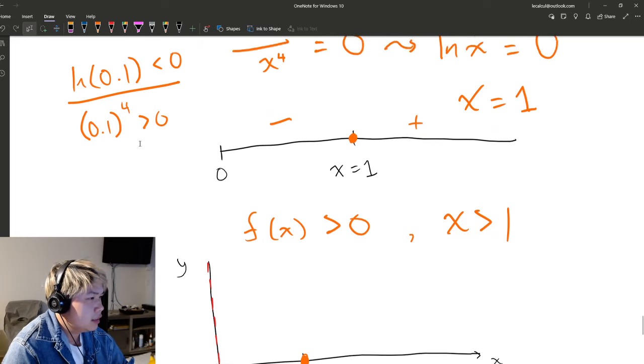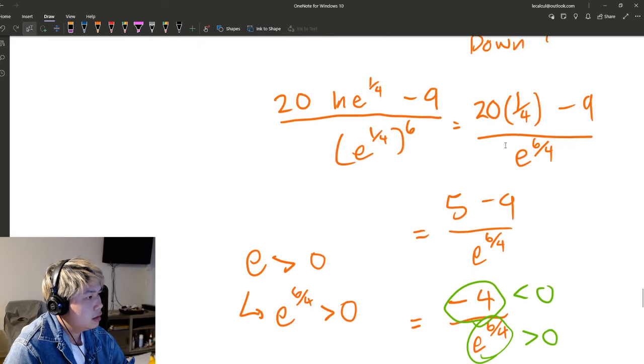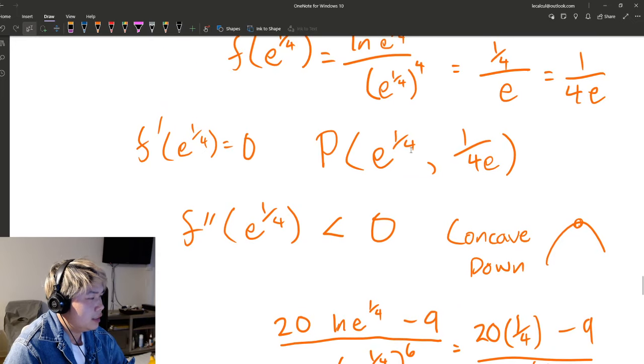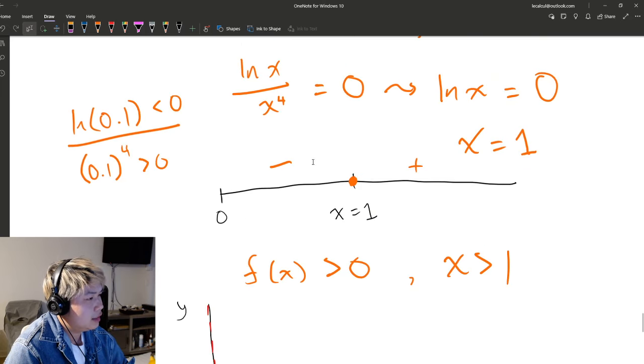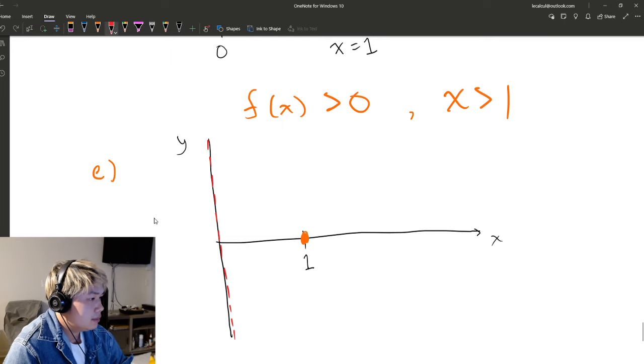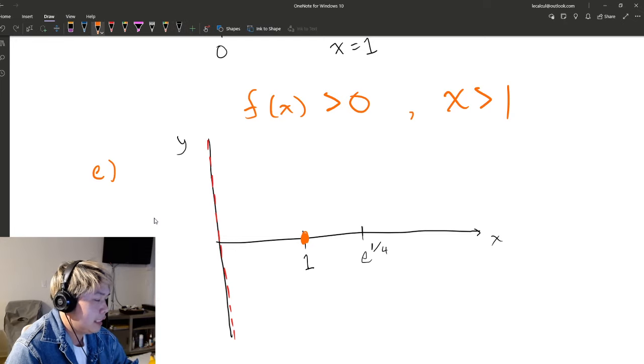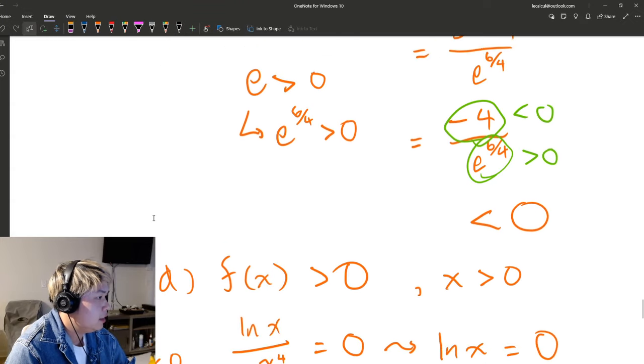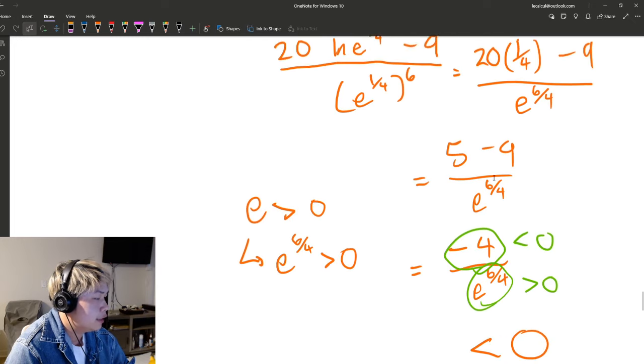Something doesn't feel right with me, because e to the power of 1/4, our point P, that's a pretty small number, isn't it? That's less than 1, right? No, it's more than 1. Yeah, it's gotta be more than 1. Okay, never mind, things work out. And then let's just say that here, I have no idea what e to the 1/4 is value-wise, but let's just say it's here. And we know that this has a maximum. And that maximum value is 1/4e, sure.